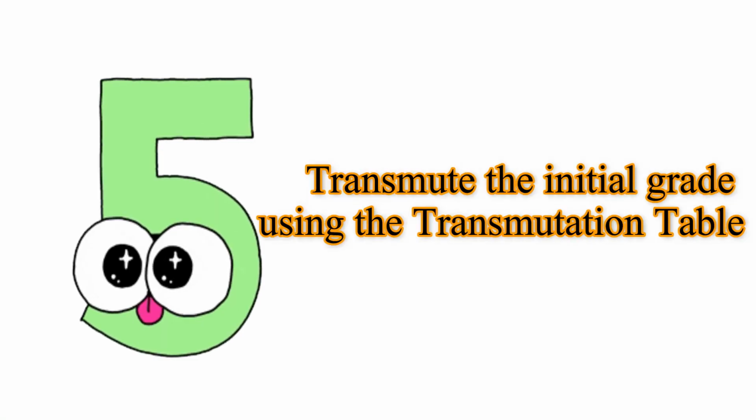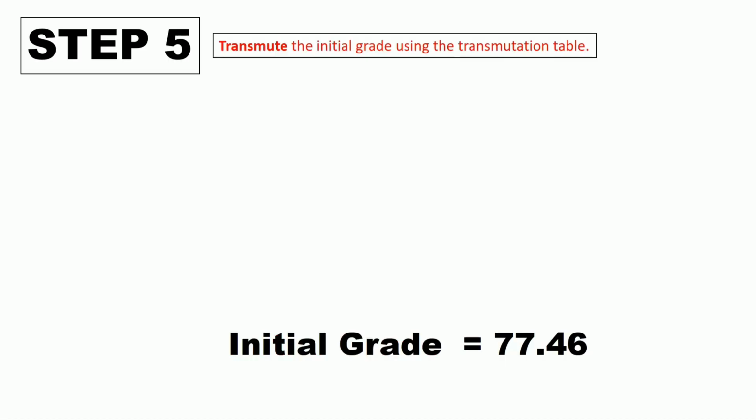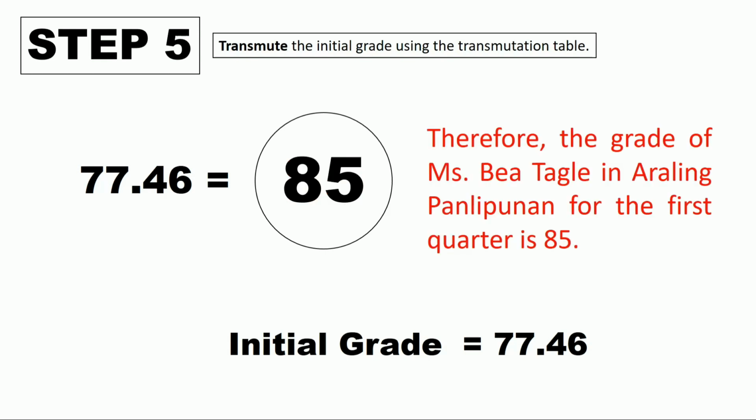Step 5. Transmute the initial grade using the transmutation table. After we compute the initial grade, we are now going to transmute it using the transmutation table. In accordance to the transmutation table, the equivalent value of 77.46 is 85. Therefore, the grade of Miss Bea Tagle in Araling Panlipunan for the first quarter is 85. So that's how we compute quarterly grades.